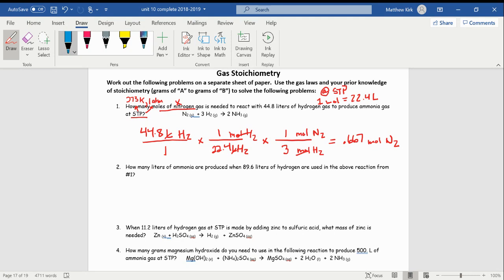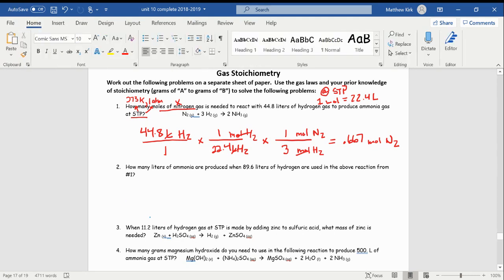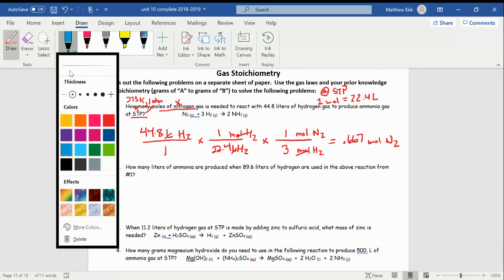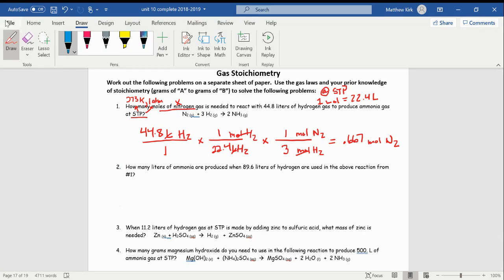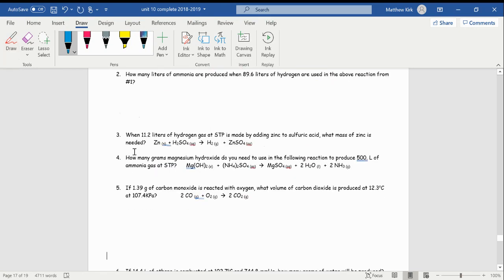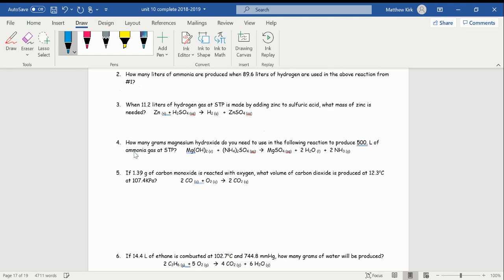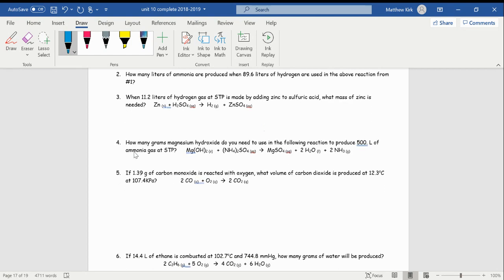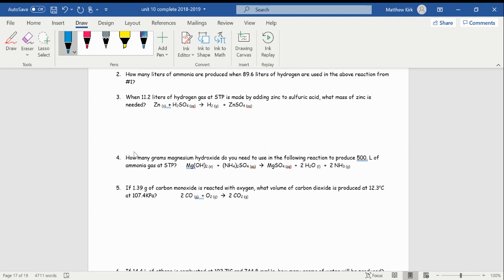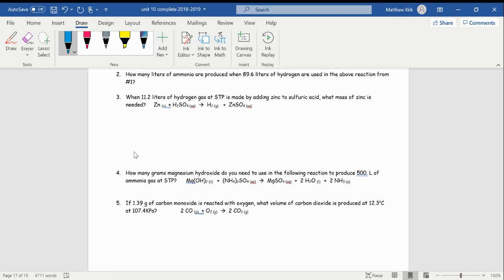Actually, you know what? As I think about this, let's maybe try number 3, if I can make this work. There we go, that's what I want. Let's try number 3, actually. So number 3, different equation, different reaction. Let's make sure it's balanced first. Probably should have said that a little bit more with number 1.